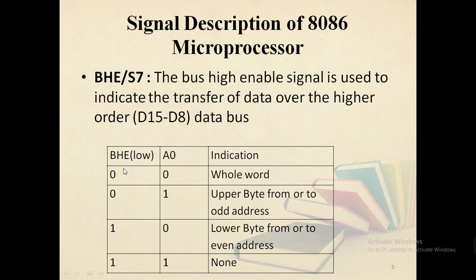Here BHE bar and A0 together we can call bank enable signals. These two indicate the data transfer. If it is 00, that is BHE bar is 0 and A0 is 0, the whole word will be transferred. If it is 01, the upper byte will be transferred. If it is 10, the lower byte. If it is 11, none of the data will be transferred. So BHE bar and A0 together we call bank enable signals.